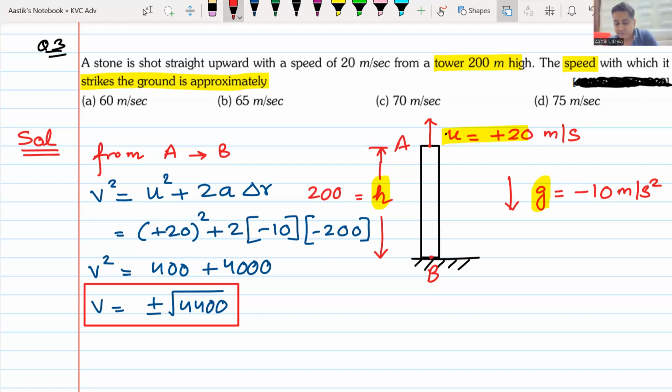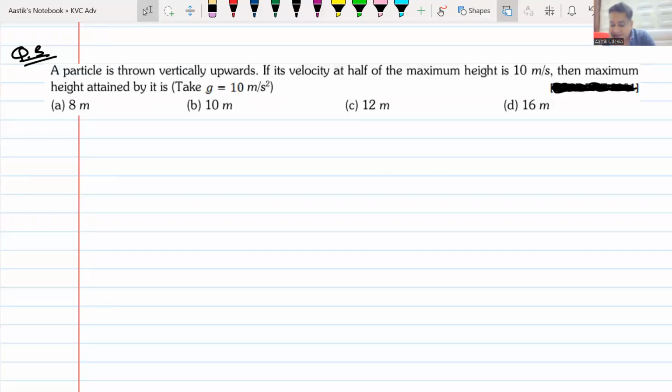Here comes the next one in this category. A particle is thrown vertically upwards. If its velocity at half of the maximum height is 10 meter per second, what is the maximum height attained by it? g is 10. I'll wait for 2 minutes for you to solve this question.